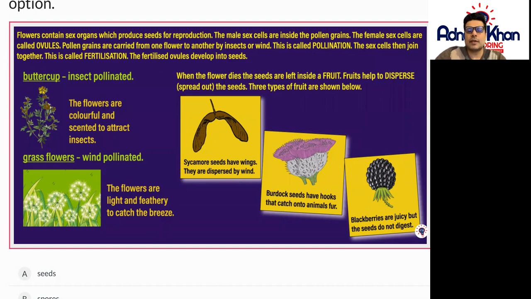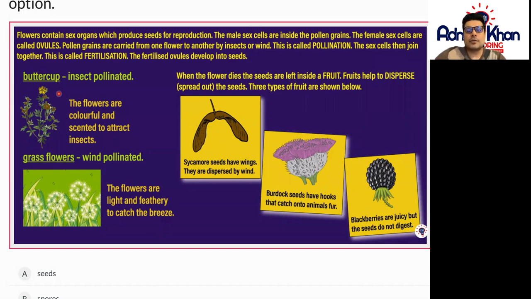So we've got a few examples here for you. The first one is the flower buttercup. As you know, it's a very beautiful, small, yellow flower. Now this buttercup flower is insect pollinated. So the flowers are colorful and scented to attract insects. And when the insects see colorful plants or flowers, they're attracted to them. And that's when they carry the pollen grains to other flowers and other plants.